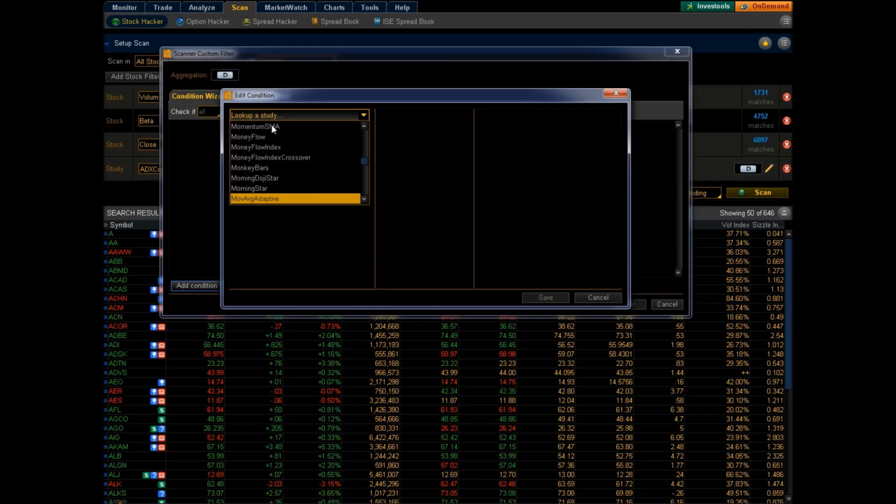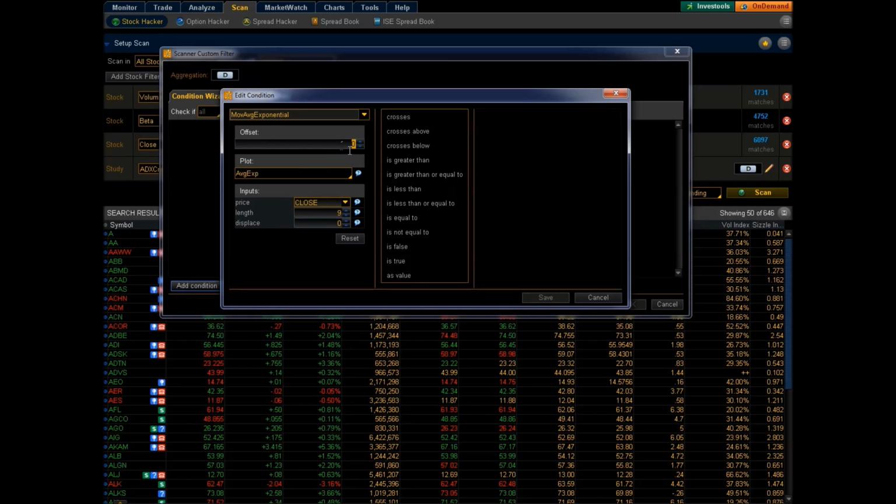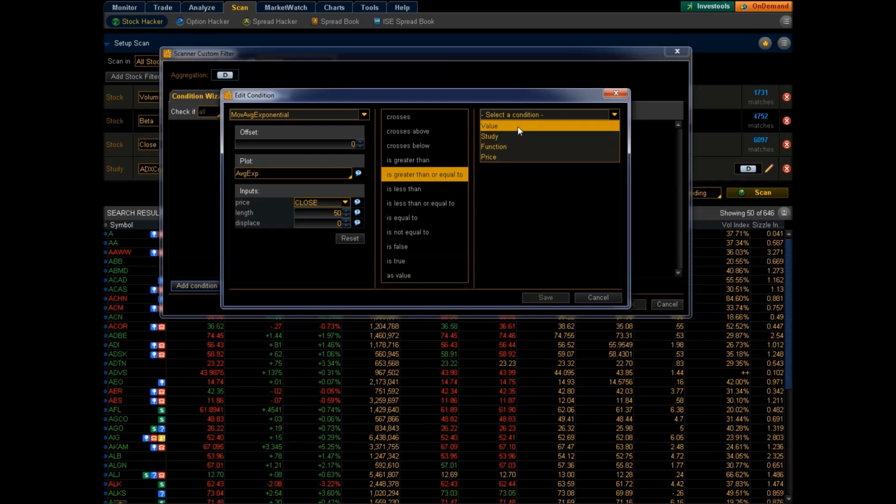I don't remember how they denote it, if it's a moving average or exponential. Let's just see here. Okay, here we go. Moving average, exponential. I like to use exponential moving averages. I want a zero offset. So let's see, I want based on the close. So I basically just want a standard 50-period exponential moving average. And I want the price, okay, so I want greater than or equal to, and I want it greater than or equal to a value, and that value is going to be the 50.